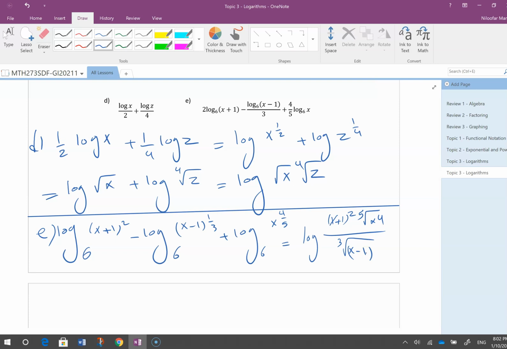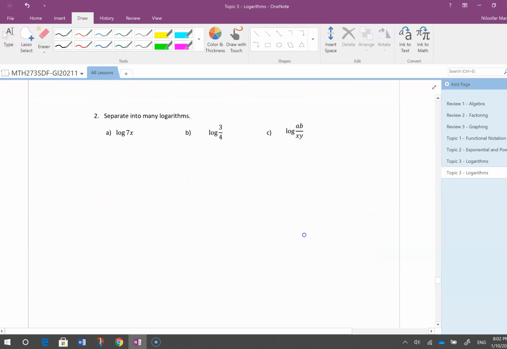Make sure to do practice. Oh, okay, I don't forget, this is 6 here. Okay, remember, all of them are the same. Otherwise, I'm not able to do that. No, I cannot do that. I cannot go from subtraction to division, addition to multiplication when I have different bases. Okay, how about this? Separate into many logarithms. That's opposite. I want to go to many logarithms.